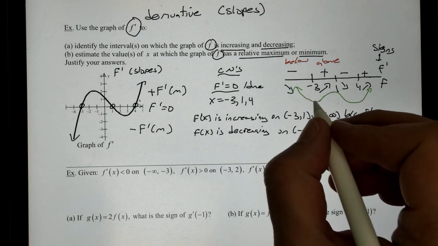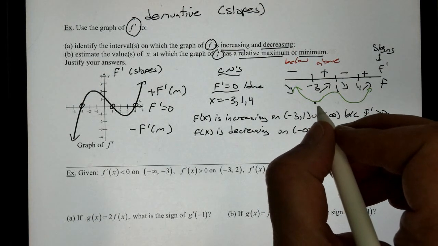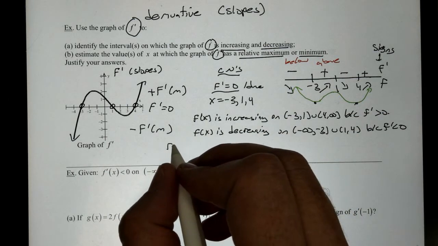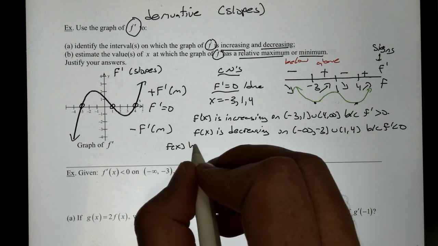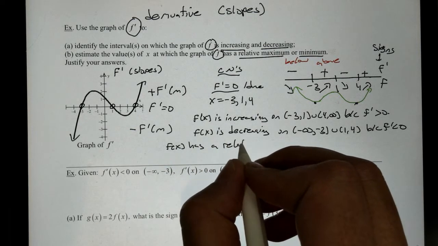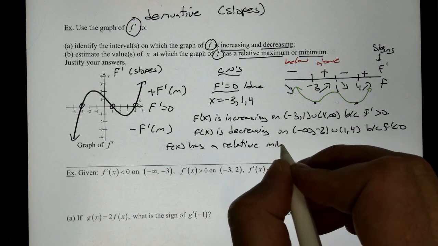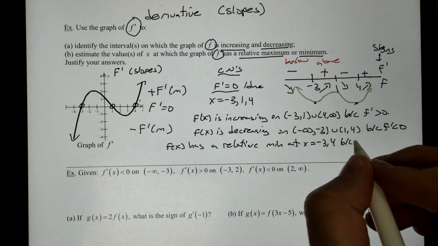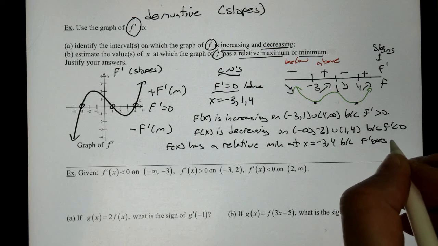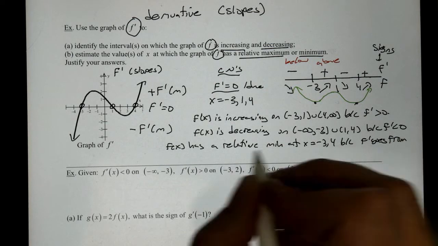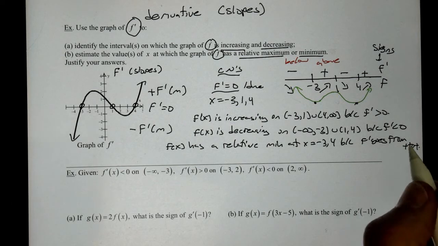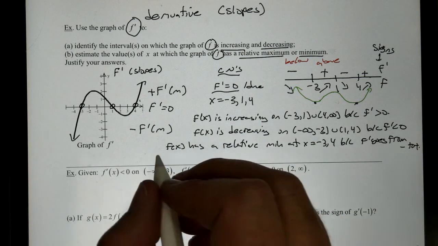But we notice we're going to have a relative minimum at negative 3 and a relative minimum at 4. So I'm going to go ahead and identify those. f of x has a relative minimum at x equals negative 3 and 4 because the derivative goes from negative to positive. Whoop, that's a weird looking negative. Don't make it look like a positive. They will not give you credit for that.